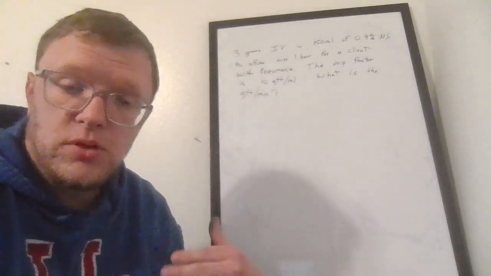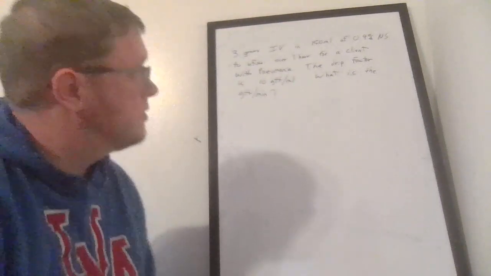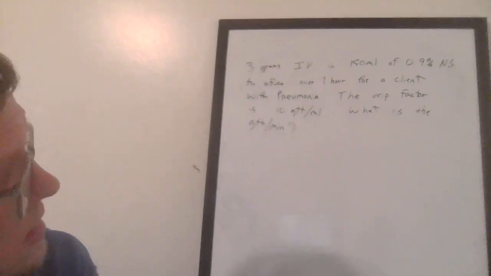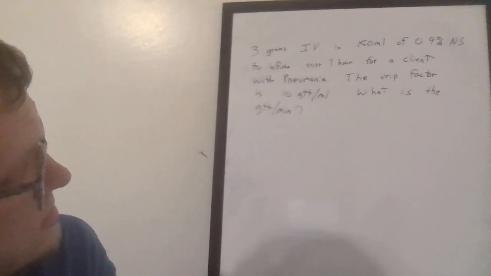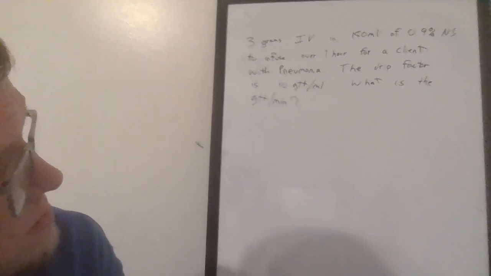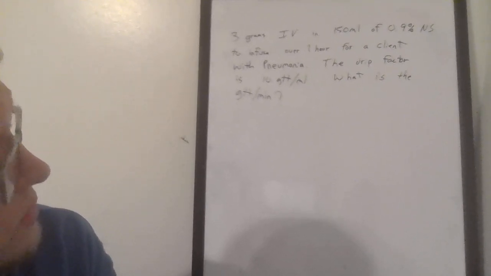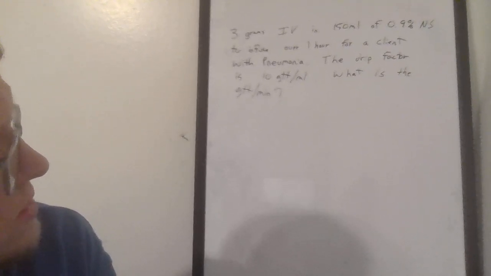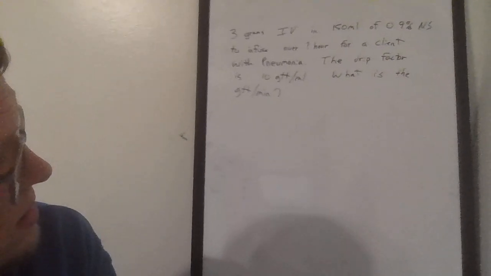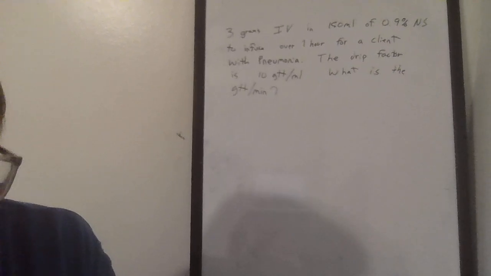So I'm going to show you how to calculate one of those. Here's a problem. It says 3 grams IV in 150 milliliters of normal saline to infuse over 1 hour for a client with pneumonia. The drip factor is 10 per mL. What is the drip rate per minute?